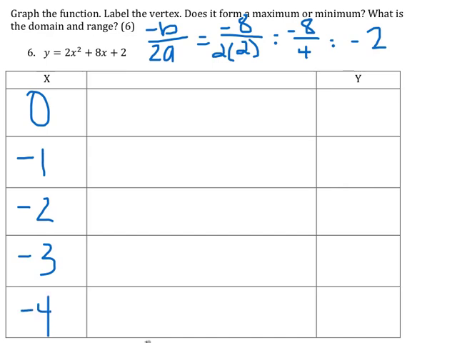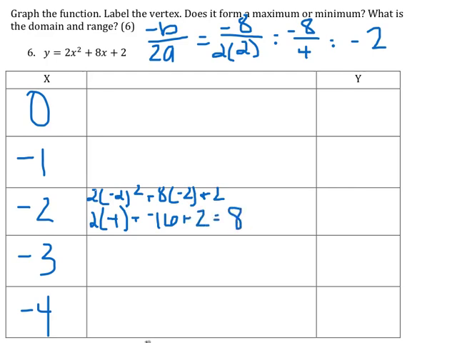Now we'll go ahead and plug everything in. We have 2 times negative 2 squared plus 8 times negative 2 plus 2. So that's 2 times 4 plus negative 16 plus 2. So that is 8 minus, what's negative 16 plus 2? That'll be negative 14. And 8 minus 14 will be negative 6.